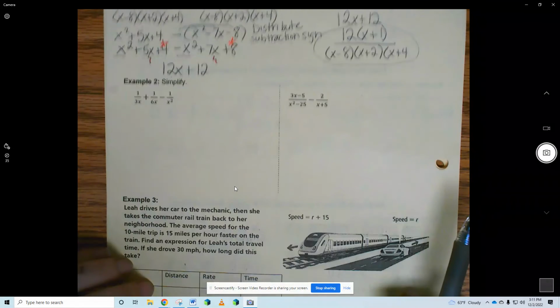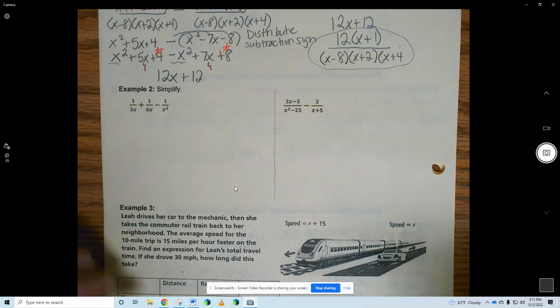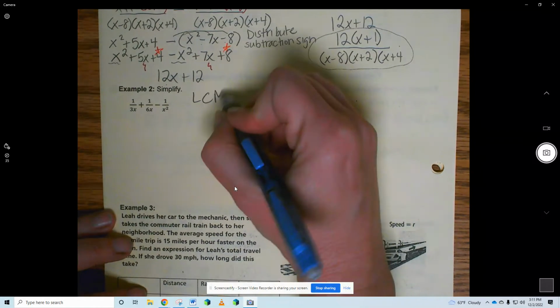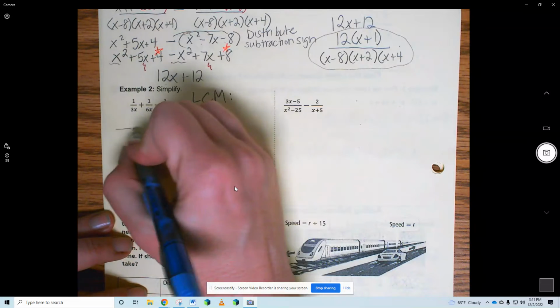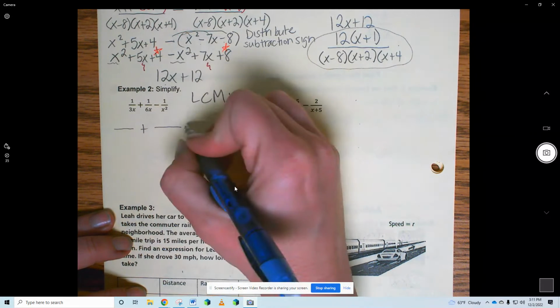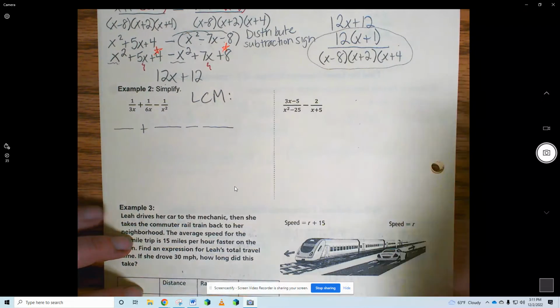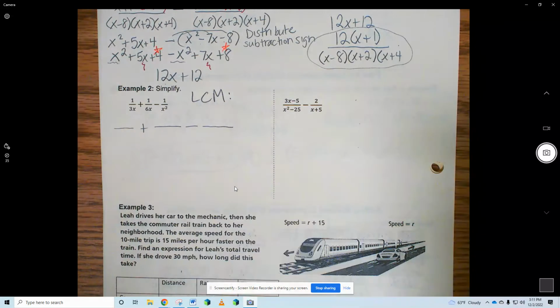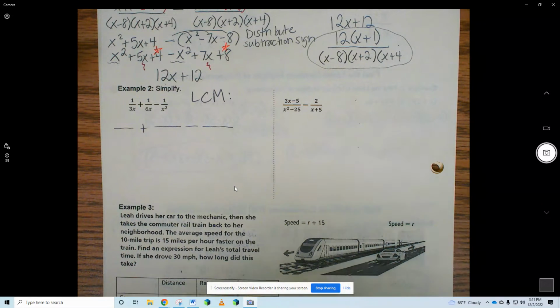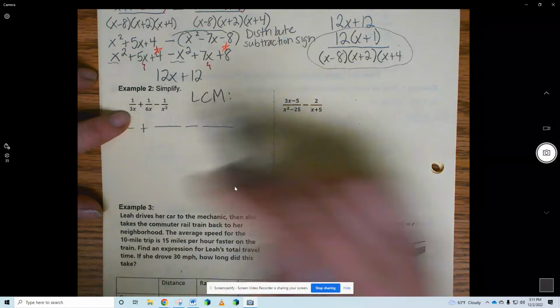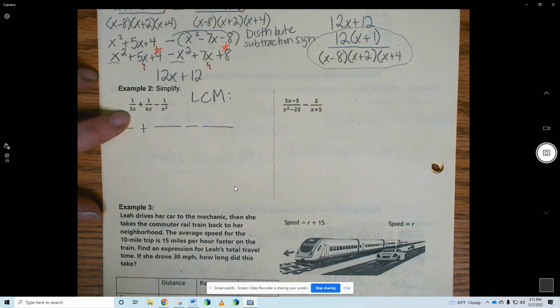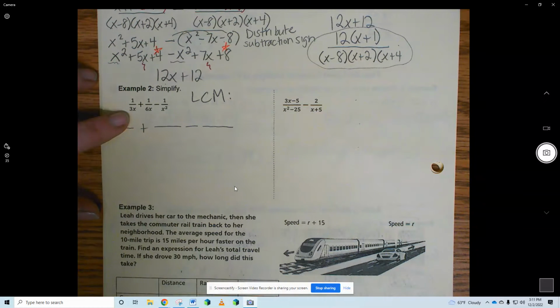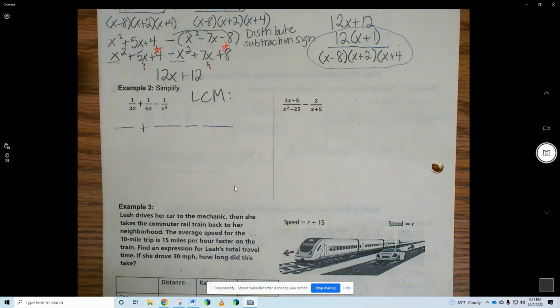Example 2. All right. This common denominator is a little weird. So let's look at the numbers first. 3 and 6. What's the common denominator of 3 and 6? Like, don't go small. You can never go under. 3 would be too small. 6.